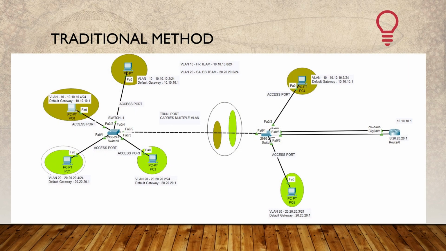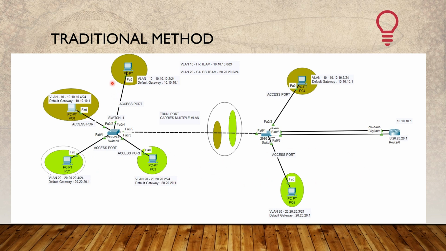Let's take this as a scenario. We are deploying two switches. Consider this one a floor 1 switch and this one, switch 2, a floor 2 switch. I am enabling two VLANs here, VLAN 10 and VLAN 20. VLAN 10 is for the HR team and VLAN 20 for the sales team. In these colors, this one is enabled with VLAN 10, and the green color is enabled with VLAN 20.